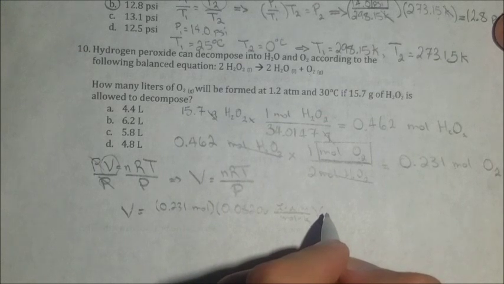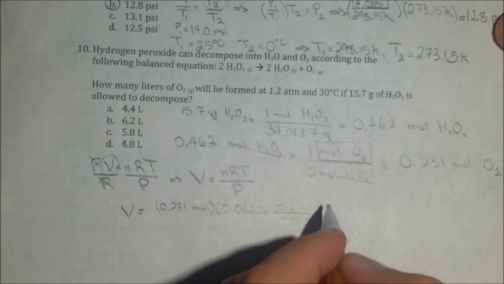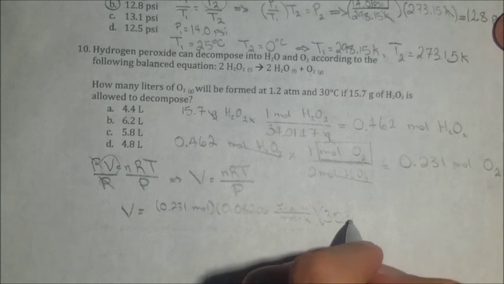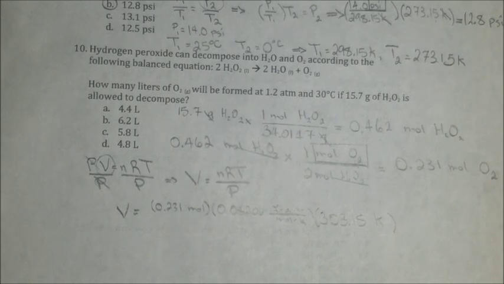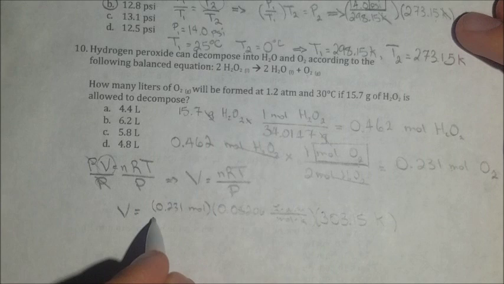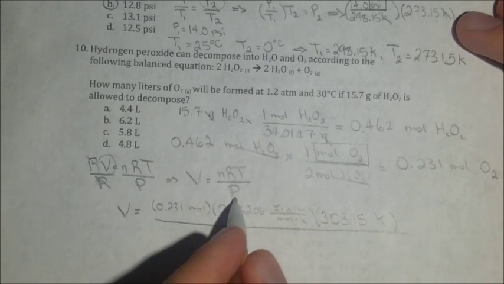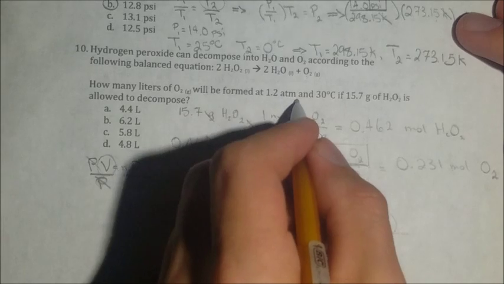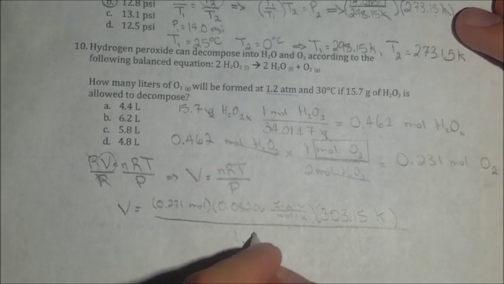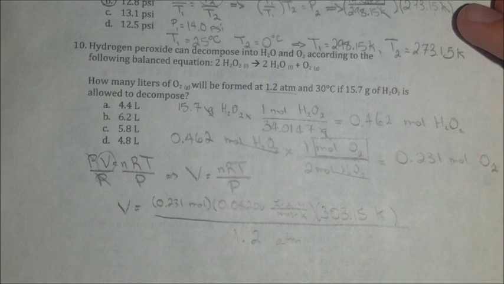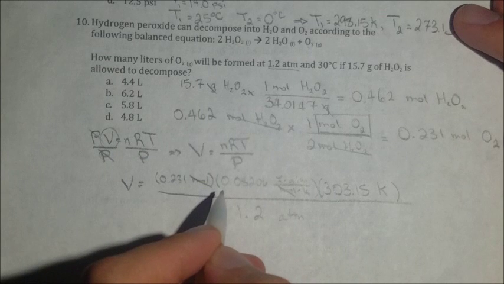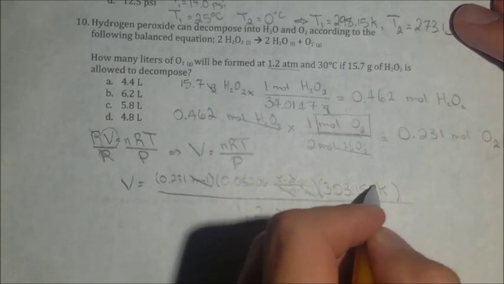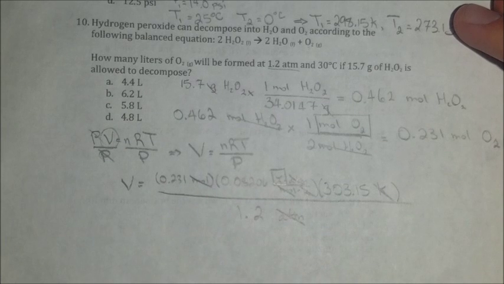So 273.15 plus 30 is going to be 303.15 Kelvin. Now all of this we will divide by our pressure. And the pressure is given to us as 1.2 atmospheres, divided by 1.2 atmospheres. And let's check our units just to make sure they all cancel. Moles cancel, atmospheres cancel, and Kelvin cancels. And we are left in units of liters, which is perfect because that's a great unit for volume.